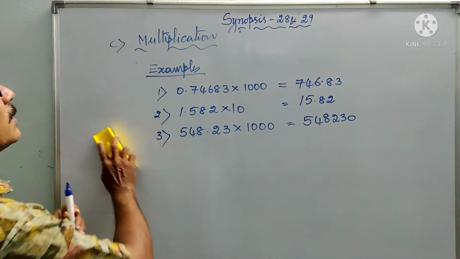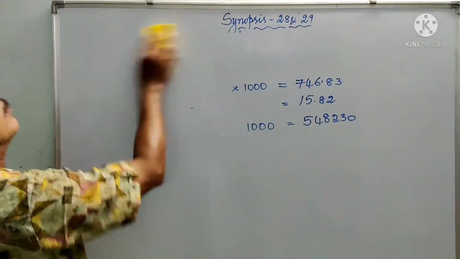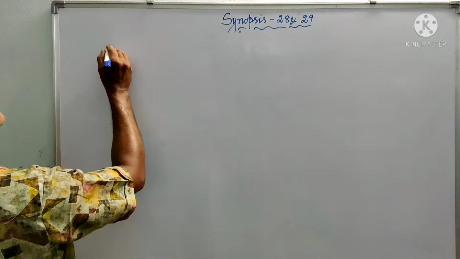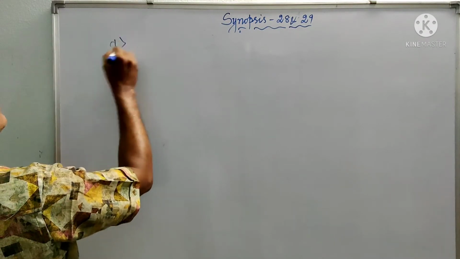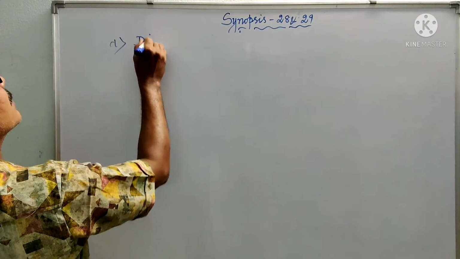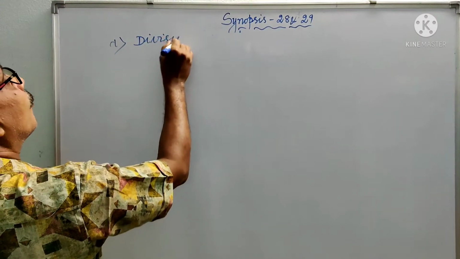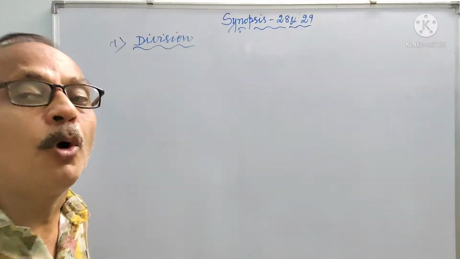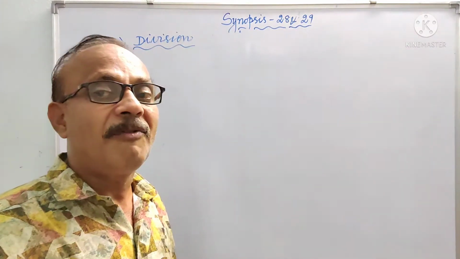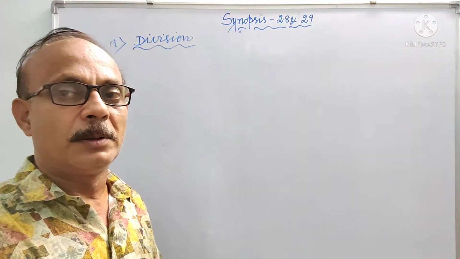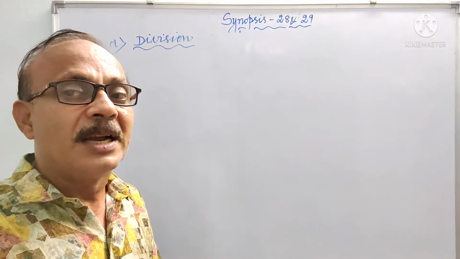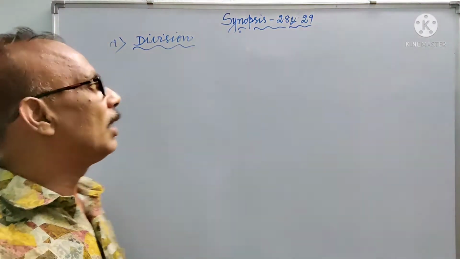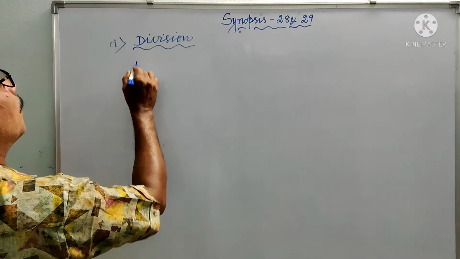And now let us come to division. Again, in this division, you have different cases. One is division of a decimal by a whole number. And the second case is division of a decimal by another decimal. So let us see each case through examples.